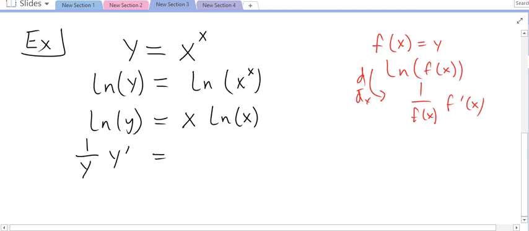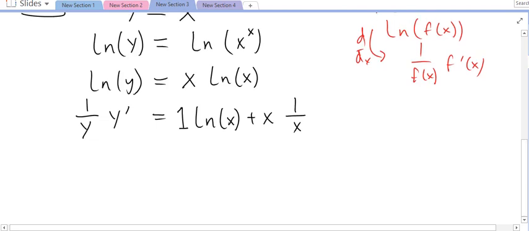And then on the right, we have a product rule. So the derivative of x is just 1. So we have 1 times the ln of x. And then we leave the x alone and take the derivative of the natural logarithm. We get this. And so what we get is y prime over y equals ln of x plus 1 over x times x, which is really just 1 here. So we have ln of x plus 1.